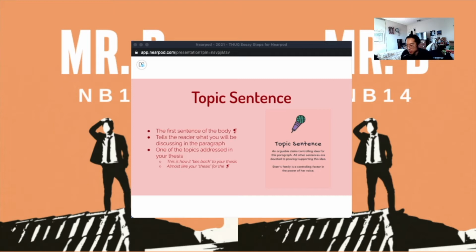So if we look over to the example on the right, this is kind of based off of prompt number 3. Star's family is a controlling factor in the power of her voice. So in this short statement, we can see that there's already a claim being made. The writer themselves believes that Star's family is the one that has the power over her voice. And so this kind of gives us that direction. Bullet number 2 over here tells the reader what you will be discussing in the paragraph. This tells the reader that they're going to provide examples of how Star's family controls her voice.